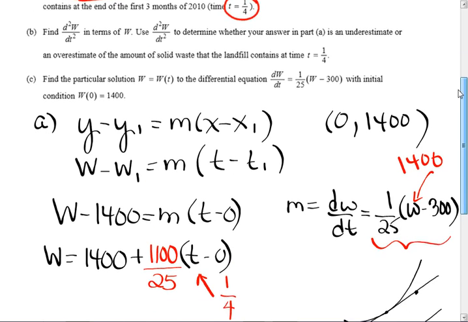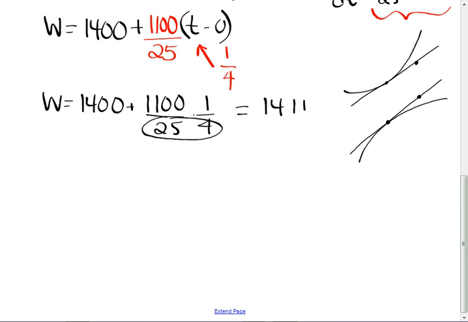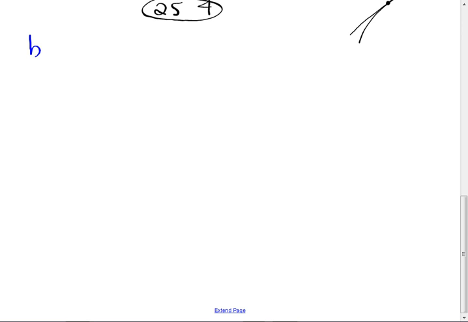They say find the second derivative, and they even give you a hint in terms of W, which means that what? In the second derivative, what do you have to have in there? A W. You guys hear that? It says in terms of W, you have to have a W in there. So let's write this down, and we're going to review the chain rule. dW/dt is equal to 1/25.